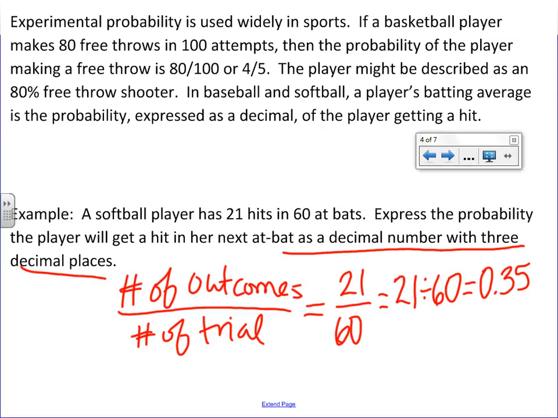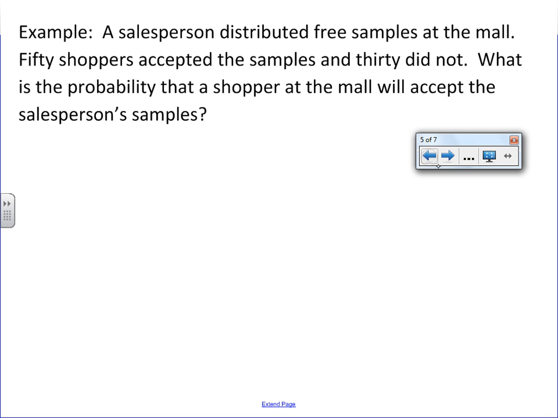So a way for me to get that third decimal place, we know that behind this 5 is an understood 0, 0, 0, 0, however many zeros you want to show. 350 thousandths is the same as 35 hundredths, so it doesn't change the value there, and we would say that that batter has a 350 batting average.